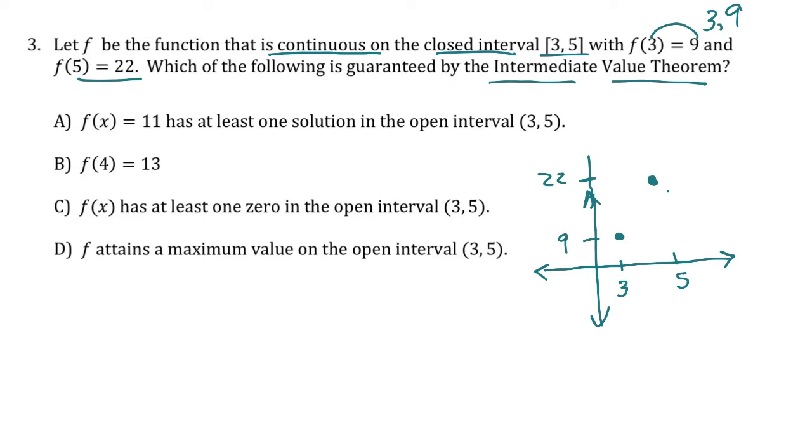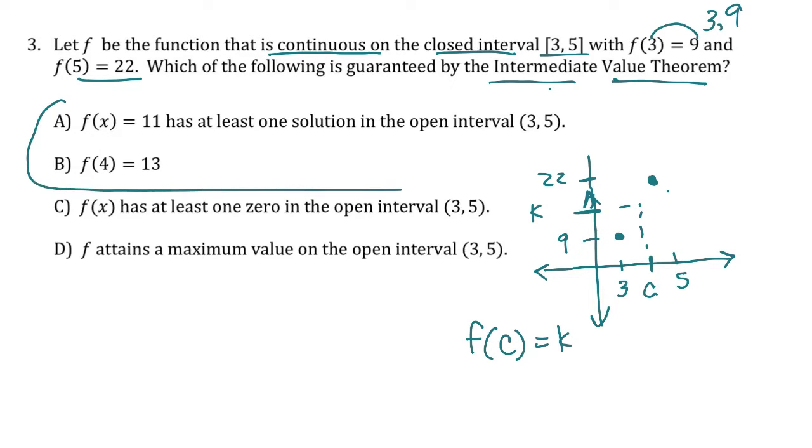And so here we're asked, well, which of the following is guaranteed by the intermediate value theorem? And we have to be careful here about looking at what's guaranteed. Remember that it's saying that if we have some k value inside this interval, then there has to exist some c value down here so that f at c equals k. Now, the only two that are dealing with some y values that make any sense in this problem would be either A or B, but only one of these can be true.